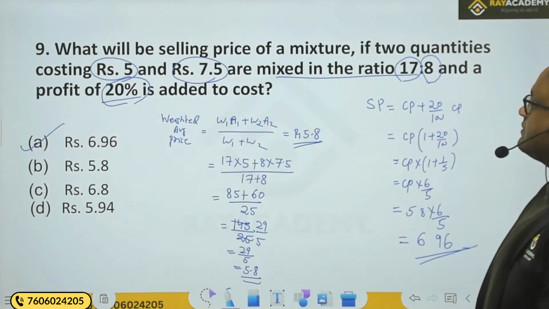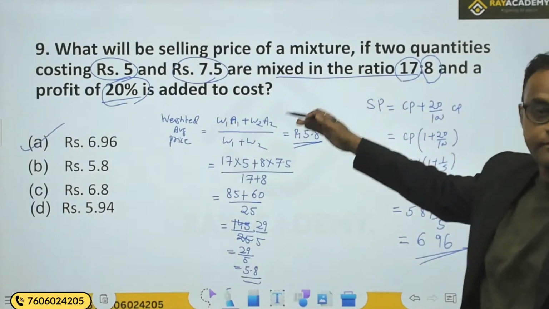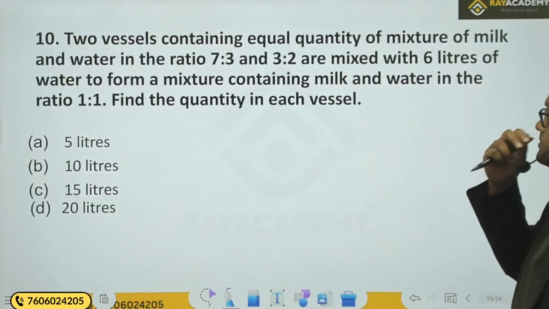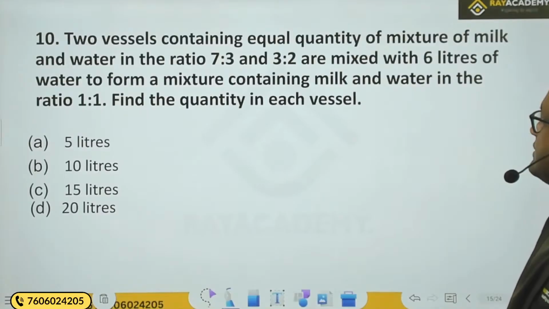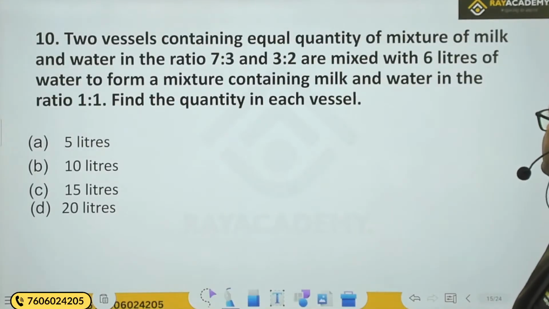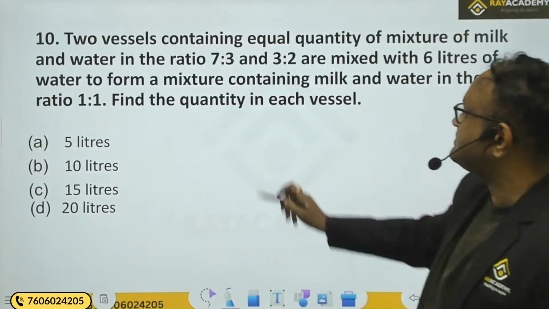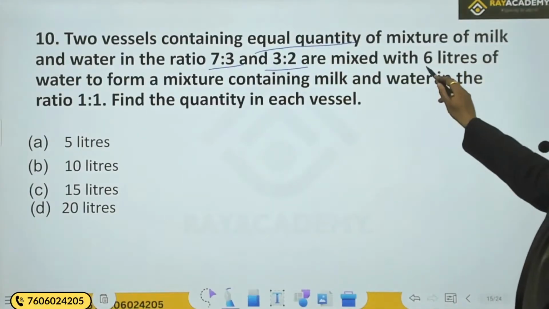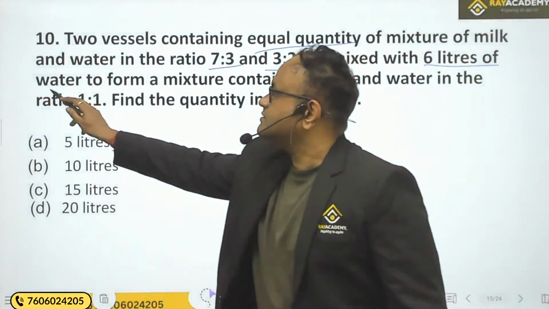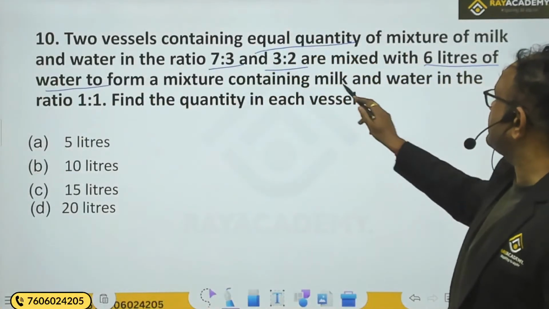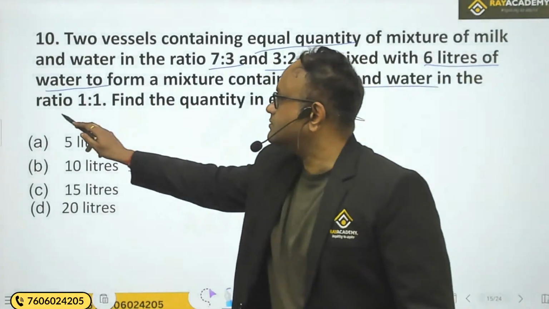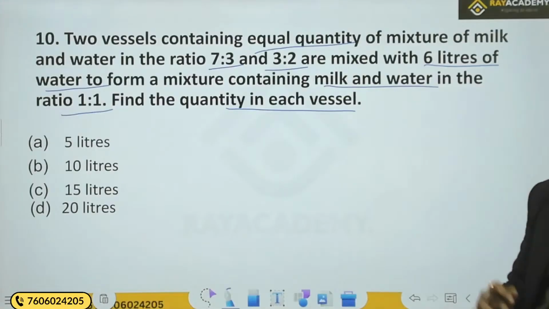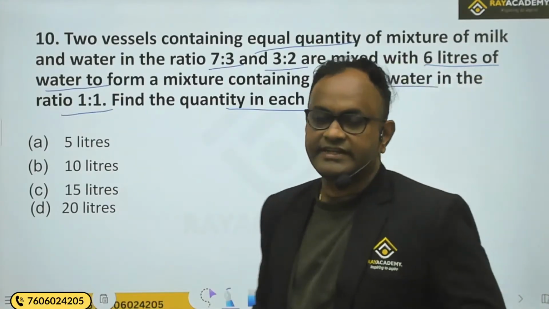Again, in this question where the average was asked, it was better to go by the weighted average method. Okay. Next question: two vessels containing equal quantity of mixture of milk and water in the ratio 7:3 and 3:2 are mixed with 6 liters of water to form a mixture containing milk and water in the ratio 1:1. Find the quantity in each vessel. So here they have given three things that are mixed. Pretty interesting question.